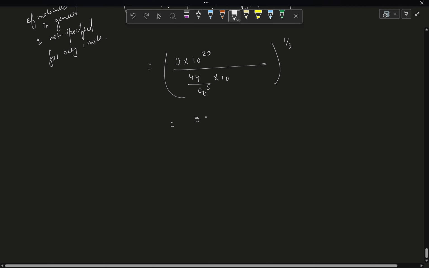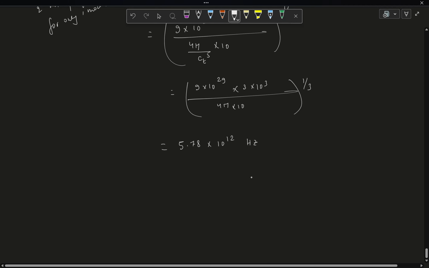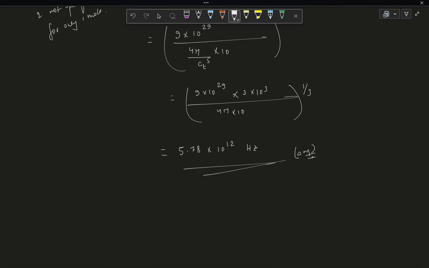Now this is 9 into 10 to the power of 29 divided by 4 pi, CT cube, you know the value of CT as 3 into 10 to the power 3, right? So this will be 4 pi into 10, the CT cube will come up. So this is 3 into 10 cube, and to the power of 1/3. So if you calculate this, you will get a value close to 5.78 into 10 to the power of 12 Hz. Okay. Right. So this is our answer that we have obtained. Now we can match that answer with any of the options that is given.